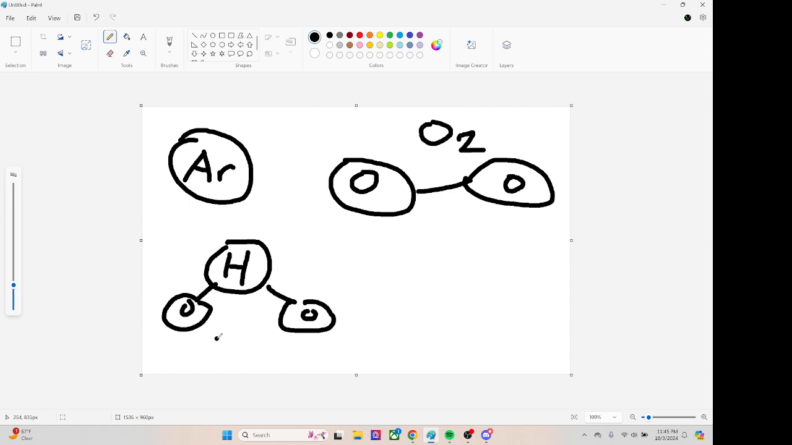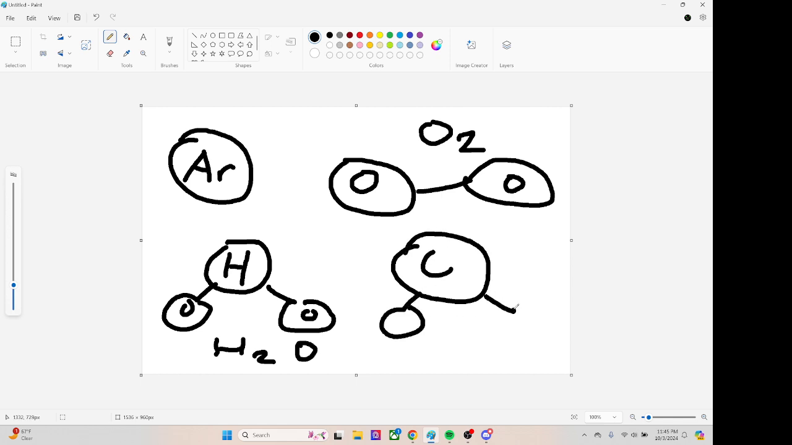H2O. Right, and then what else you got here? You can go to CO2, right? The same thing. And then let's say we have all of this combined. This would be considered a mixture because it has both elements right here and compounds right here. So that we call a mixture.